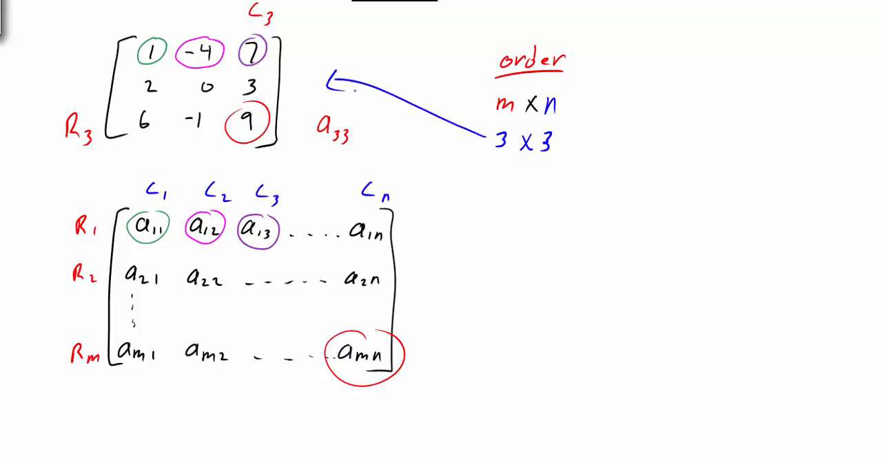And specifically here, when the rows and the columns are equal, in other words, when m equals n, the number of rows equals the number of columns, then you have what's called a square matrix, and I think that's for obvious reasons.